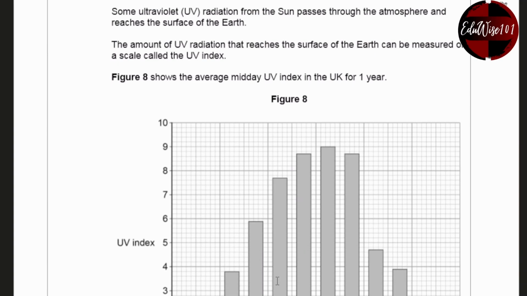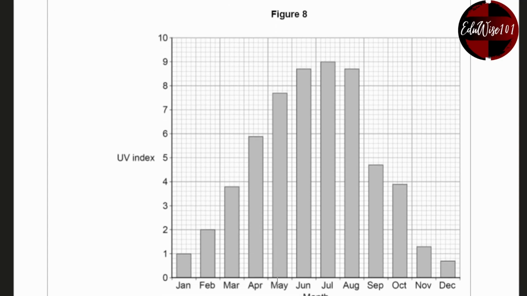Some ultraviolet or UV radiation from the sun passes through the atmosphere and reaches the surface of the Earth. The amount of UV radiation that reaches the surface of the Earth can be measured on a scale called the UV index. Figure 8 shows the average midday UV index in the UK for 1 year. So as you can see from the graph, January is starting low and then it steadily increases. The maximum is in July, where the UV index is 9, and then it goes back down to less than 1 in December.